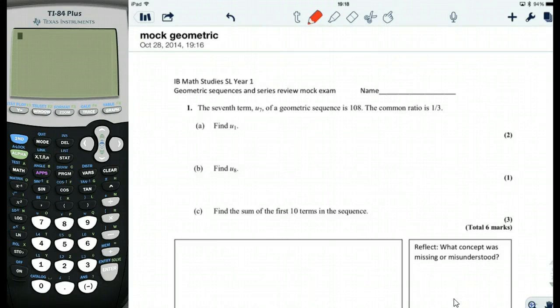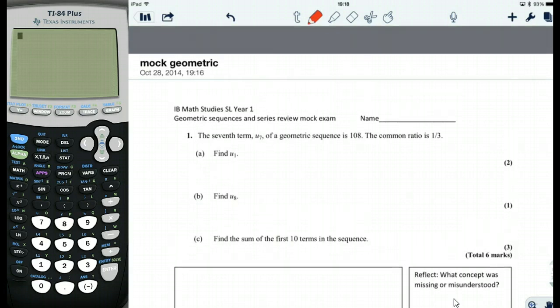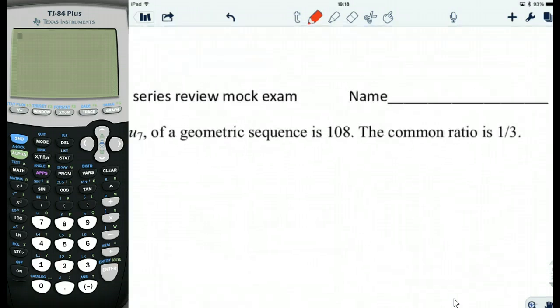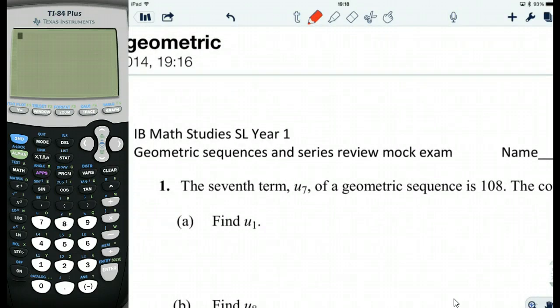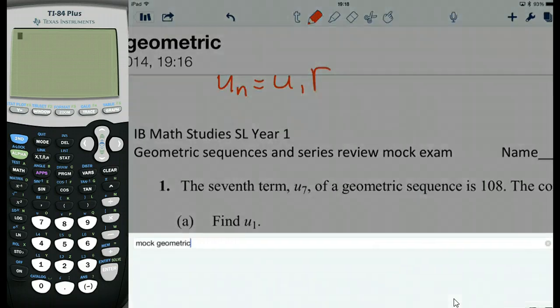Okay, we are doing the solutions for the mock exam for geometric sequences series. Just to remind you of the formulas you have on the formula sheet. They are the term equation, which is un equals u1 times r to the n minus 1.